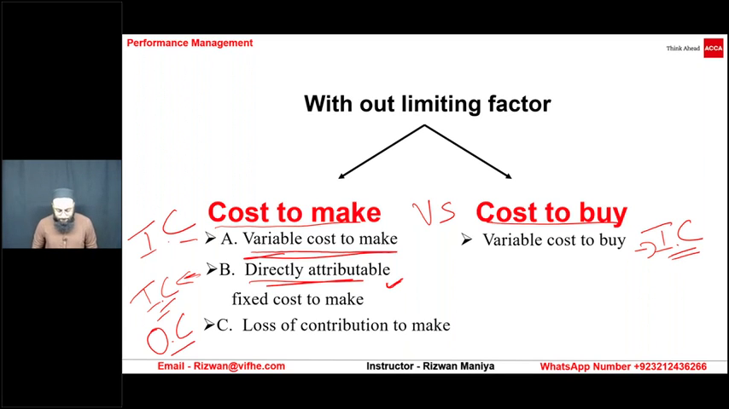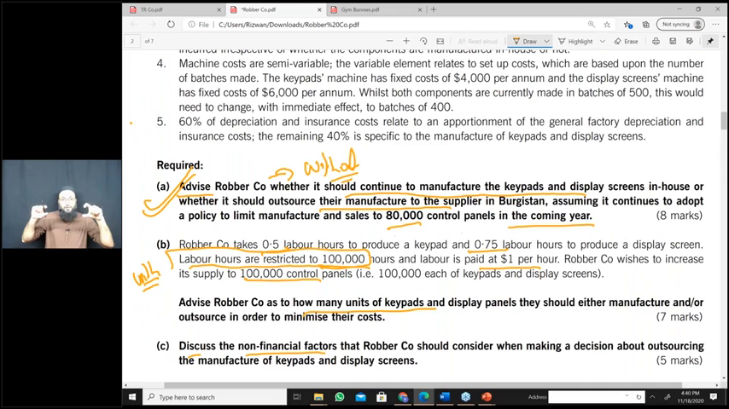So I hope the strategy is working well. We have seen the question and understood the requirement. In the paper, we are recalling what should be done. So Sir Rizwan Mania's toolbox is in your mind, and you quickly recall cost to make versus cost to buy. What is cost to make? Three things that we have covered here, and then cost to buy, and then you will start comparing.